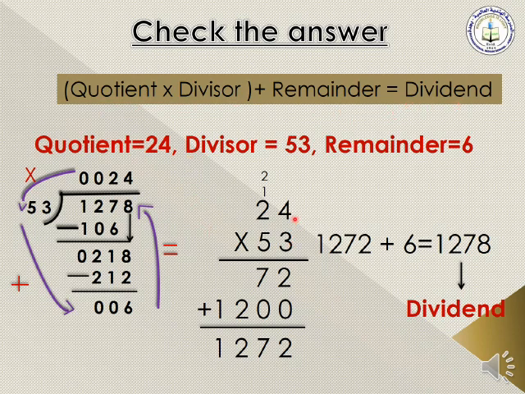Then you should calculate 24 into 53. Then you will get 1272. After that you should add plus 6. This is the remainder, isn't it? Remainder you should add with this. You will get 1278. Is this 1278 the dividend? Yes, it is the dividend only. So your answer is correct.